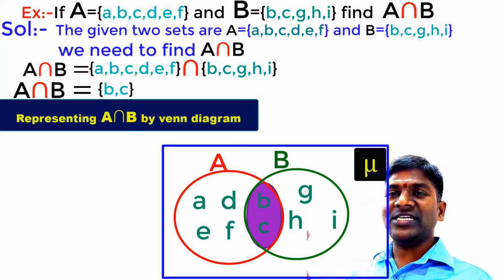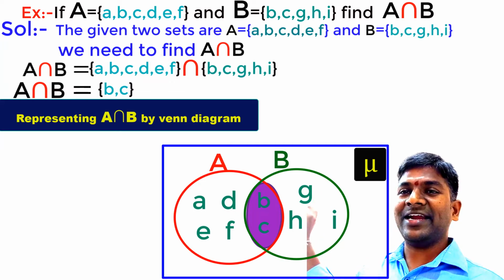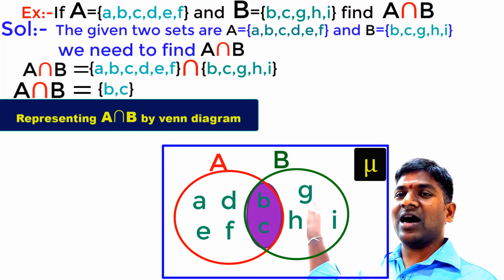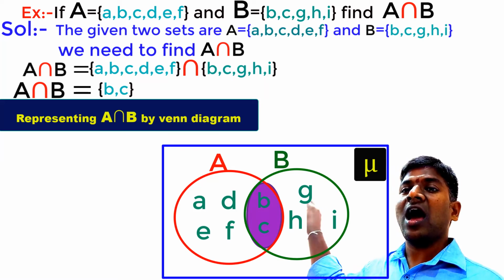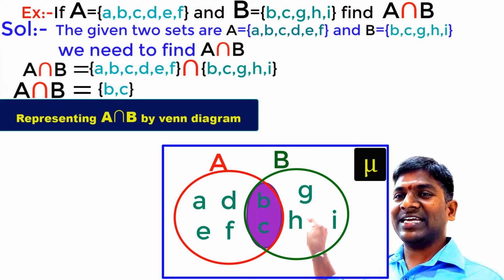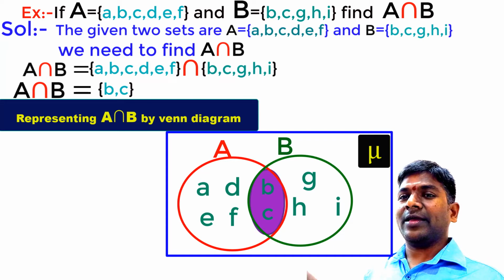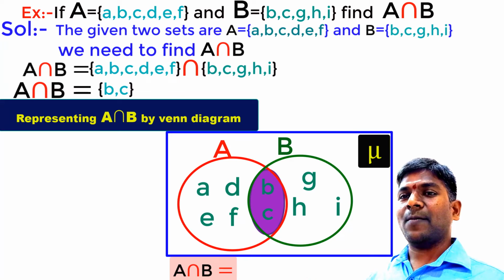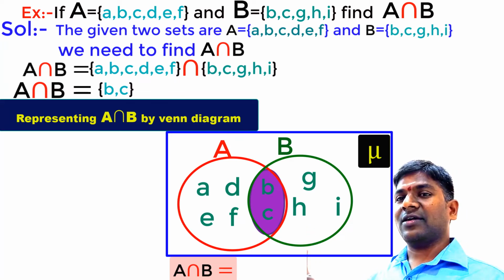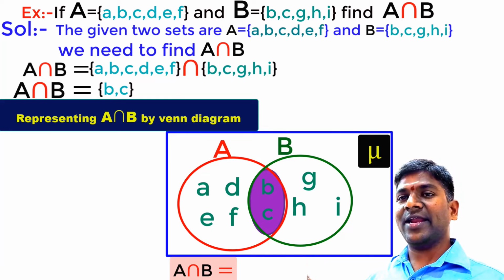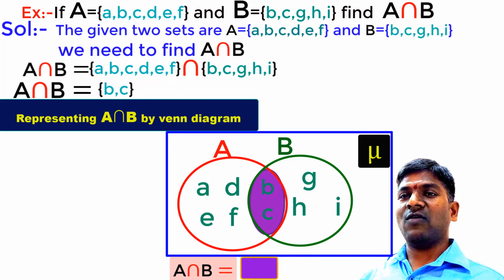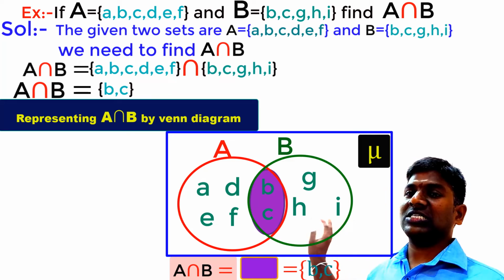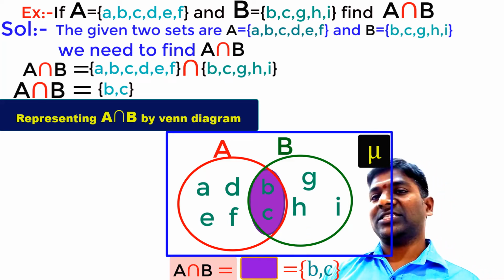So the elements shown and highlighted on the screen are the common place to the set A and set B. The elements shown in this region are the elements of A intersection B. So below we write the answer, A intersection B is equal to, we write the shaded box and is equal to, what are the elements in the shaded region? B, comma C. This is the representation of A intersection B.